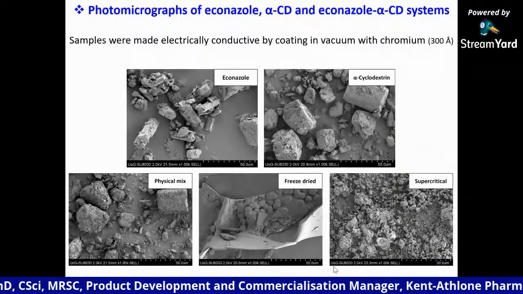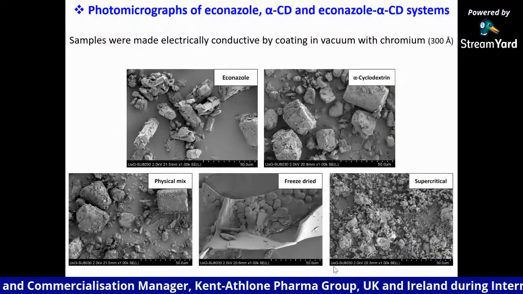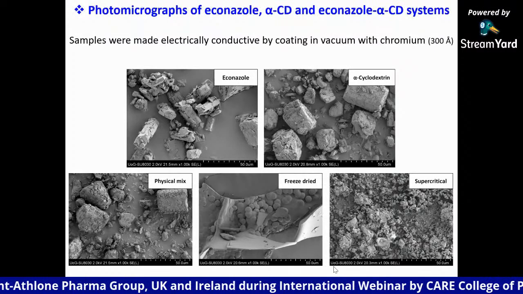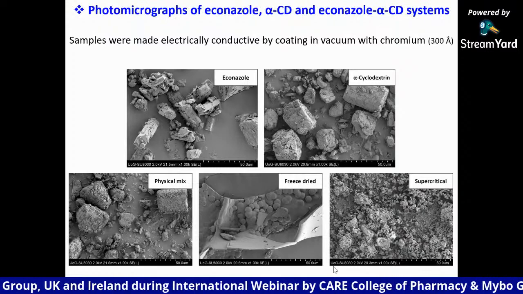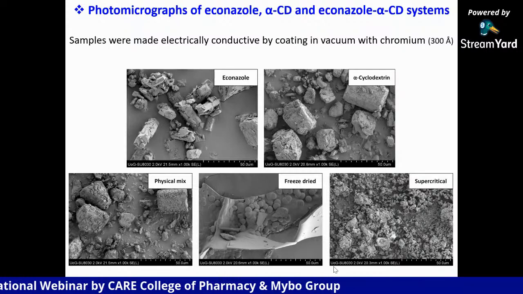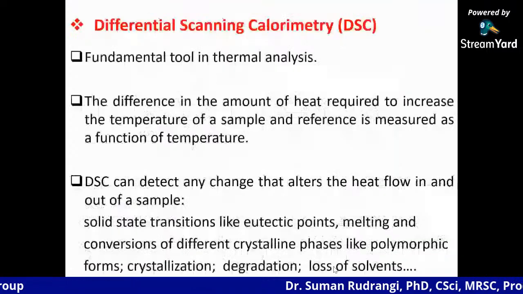We cannot see any more crystalline particles. And finally, in the photomicrograph of the supercritically processed powder, we can see that it's just an aggregation of the drug and cyclodextrin. So it has become completely amorphous. And we can see a new morphology in the freeze dried and supercritical samples.